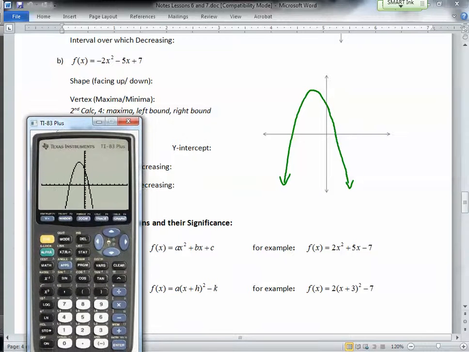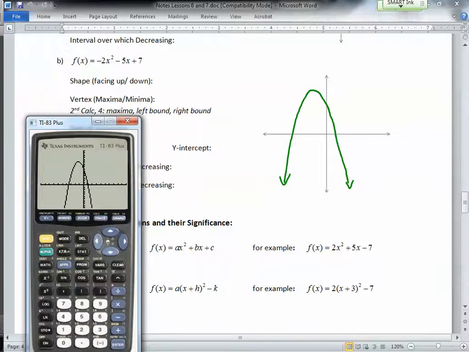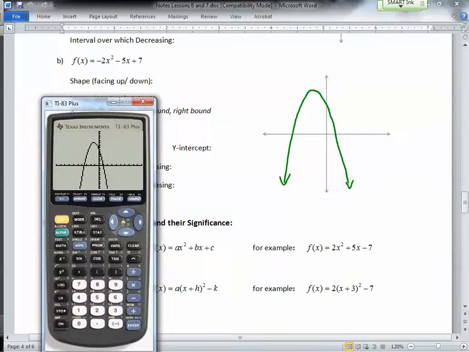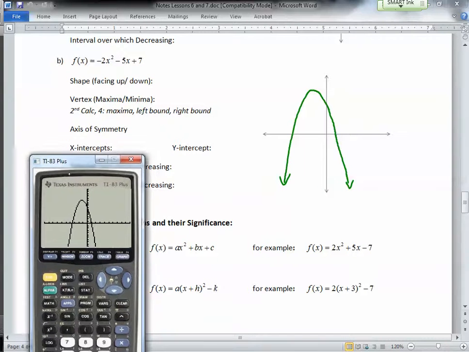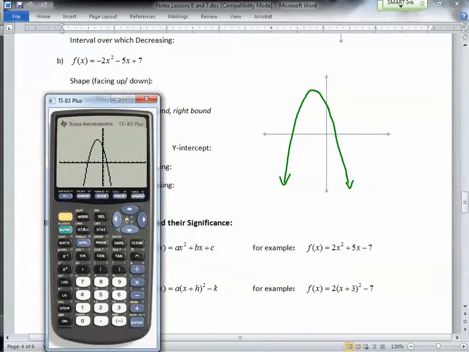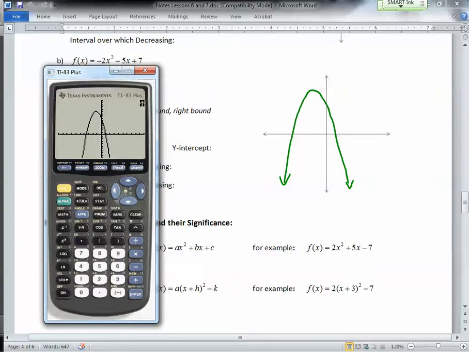So first of all, the shape, is it facing up or is it facing down? It's facing down. The reason for that is because I have a negative A term, a negative coefficient on my first term. It's asking me to calculate the vertex. In this case, the vertex is a maximum because it's the highest point. So I go to second calc, number 4, maximum. I need to be left bound to the maximum, that's right there. I need to be right bound, it's right there. Hit enter.